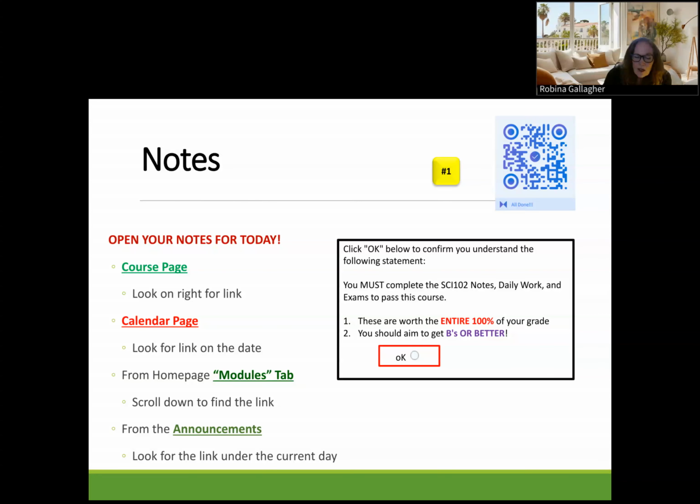Okay, and then click OK on question number 1, just so that you understand that for the summer term, there are no participation points, there are no attendance points, it's only daily work and your exams.